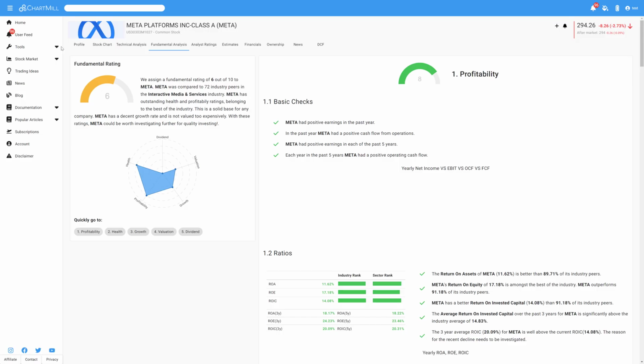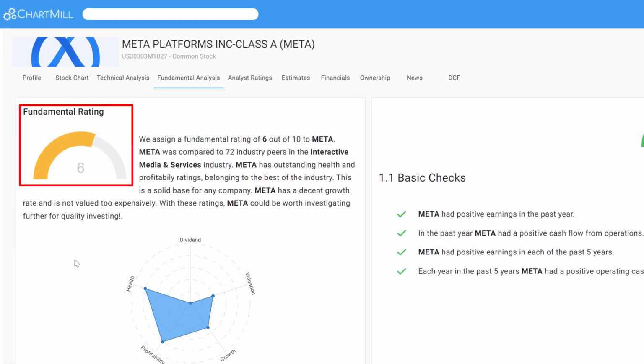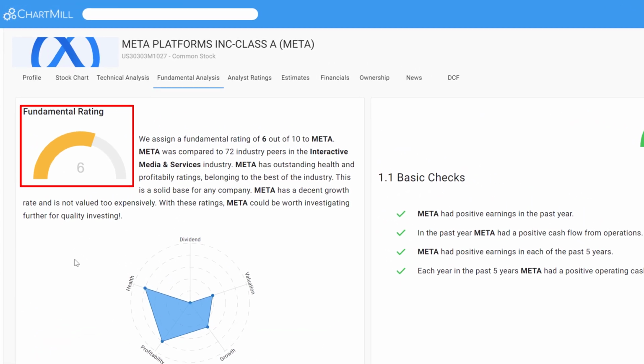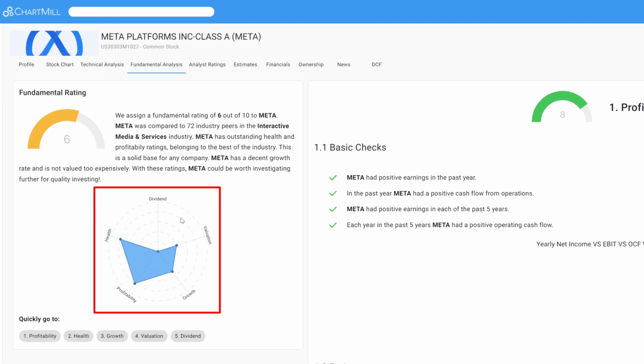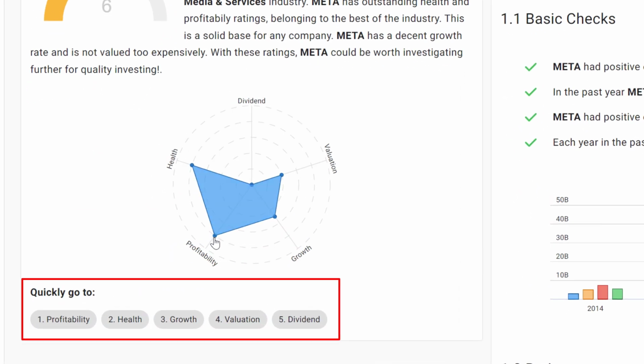The overall fundamental score is shown on the left. This is a final score based on the various individual components. The pie chart immediately shows in which the company scores strong, average, or rather weak. By moving the mouse over the pie chart, you can see the individual scores for each component. At the bottom, there are quick links that take you to the desired component immediately.